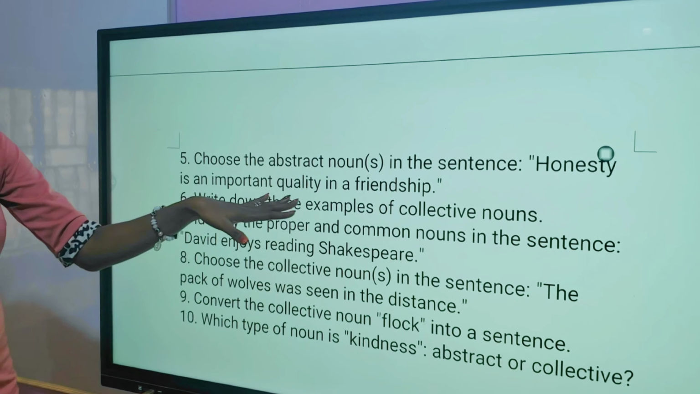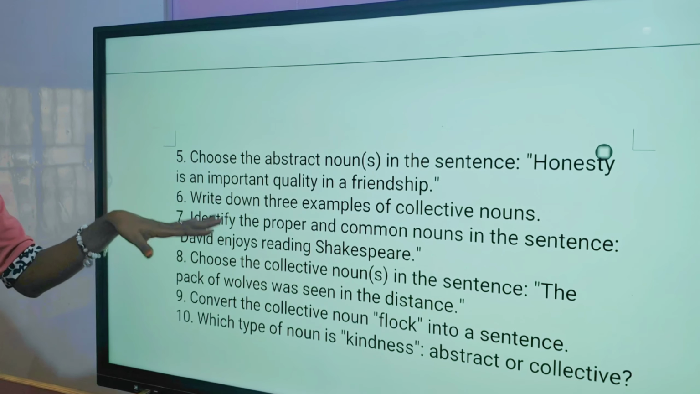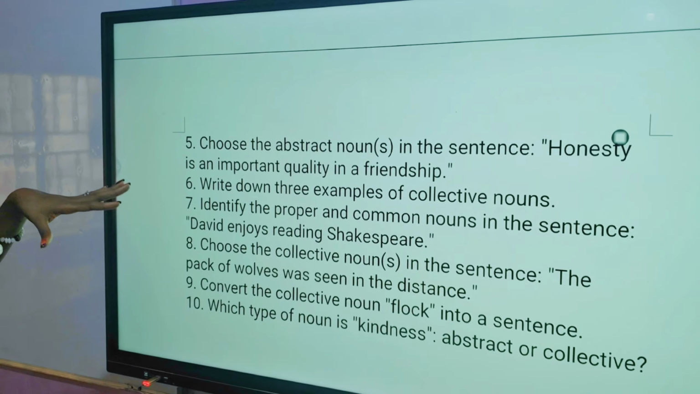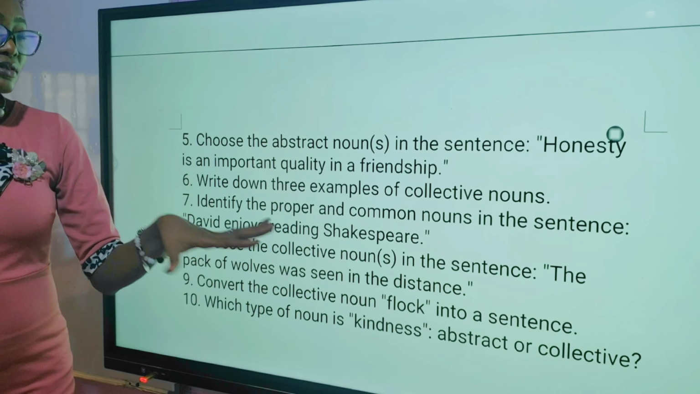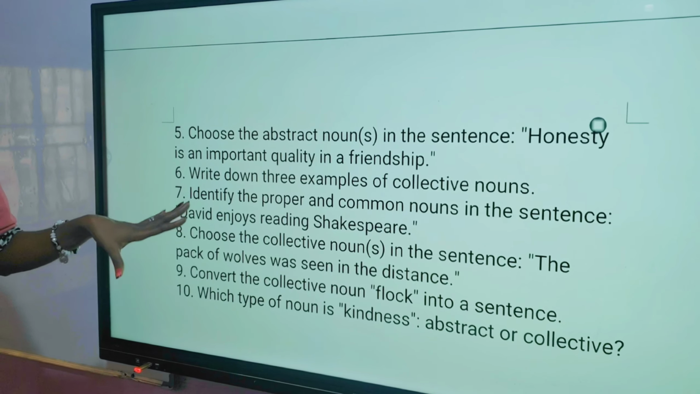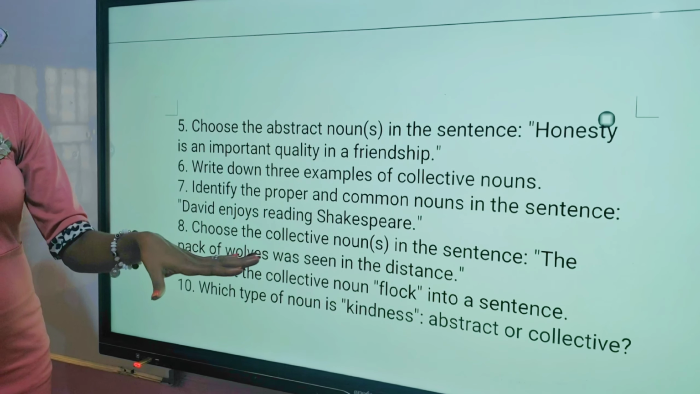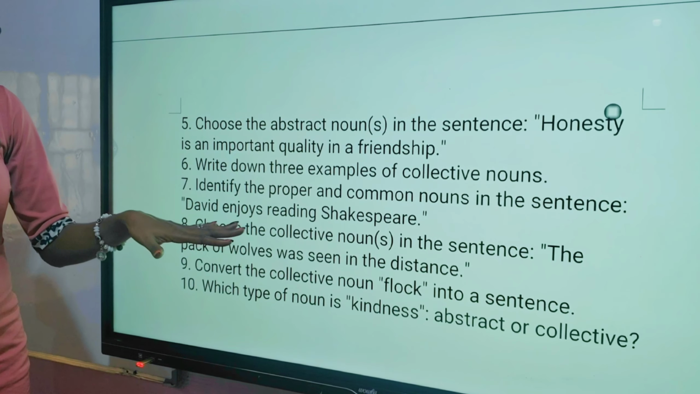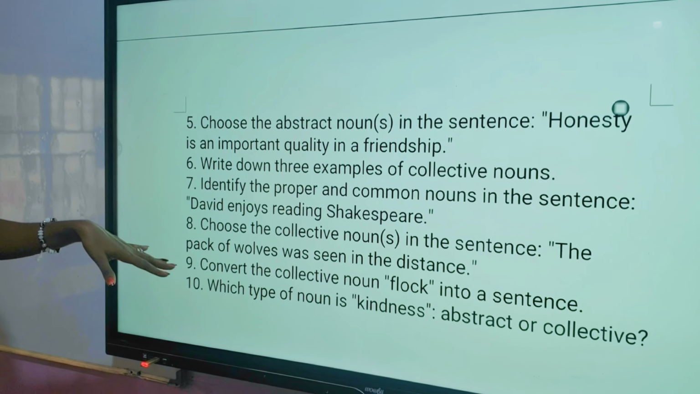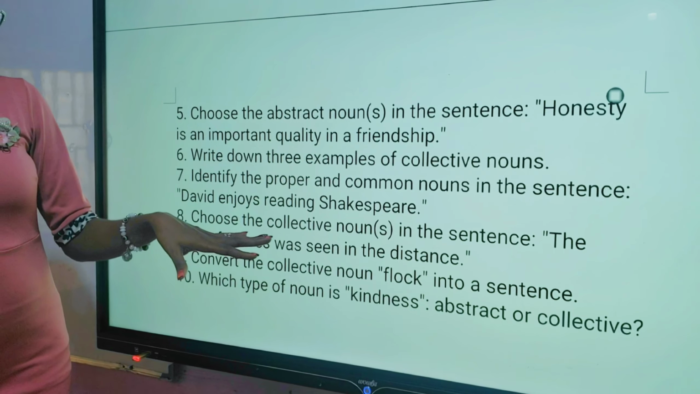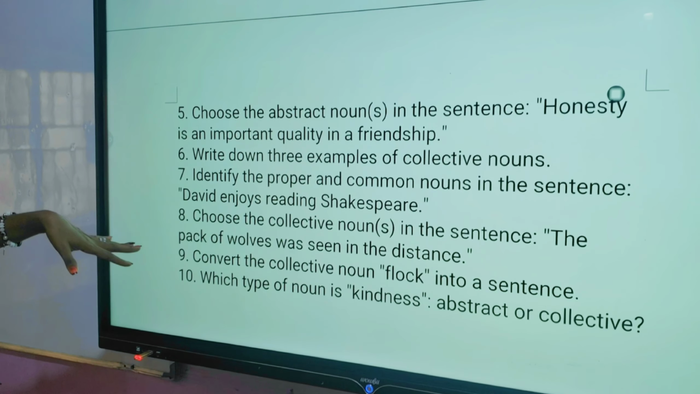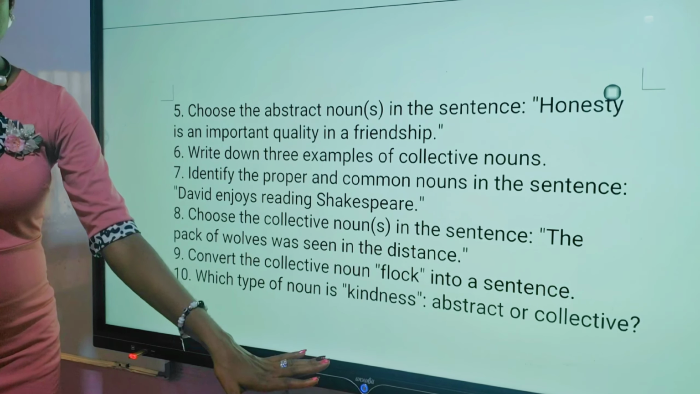Honesty is an important quality in a friendship. So find the abstract nouns for me. Write down 3 examples of collective nouns. Identify the proper and common nouns in the sentence. David enjoys reading Shakespeare. Choose the collective nouns in this sentence and then convert the collective noun flock into a sentence. Which type of noun is kindness?